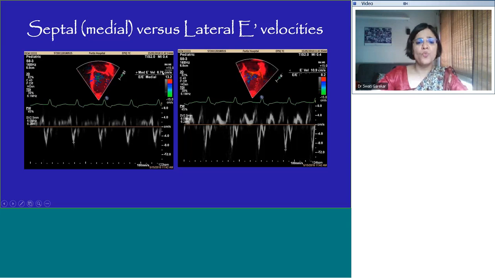You're saying, one is 6.7, the other is 10, so what should I use? Because your cutoff for showing something as normal is 8, let's say, for a particular age range, you average the two and look at the mean number. For calculating the E by E prime also, you average out the E prime and then get your final E by E prime ratio for the heart.